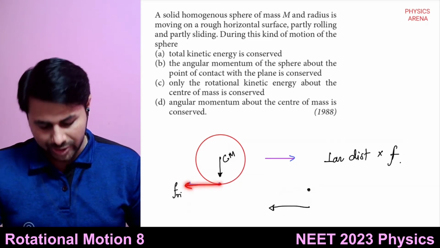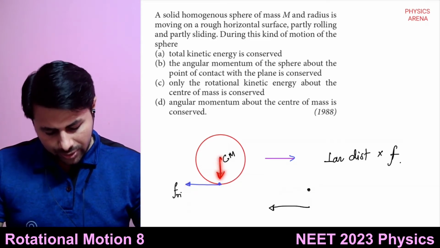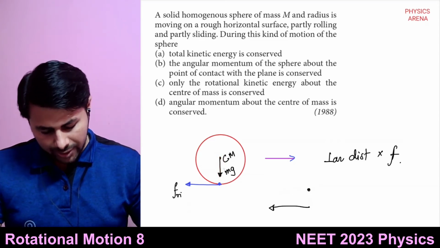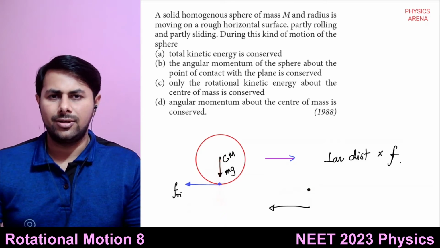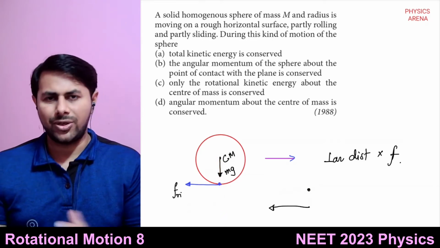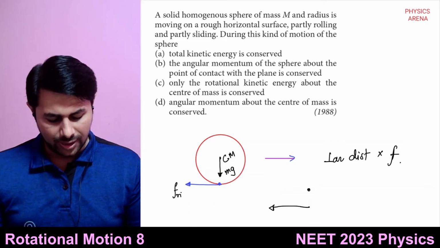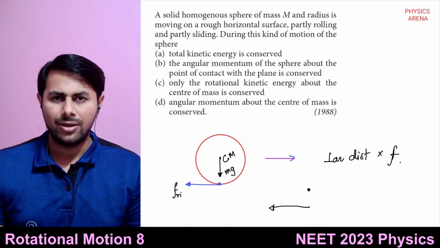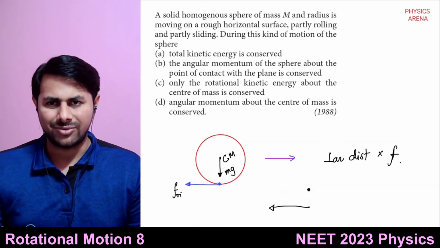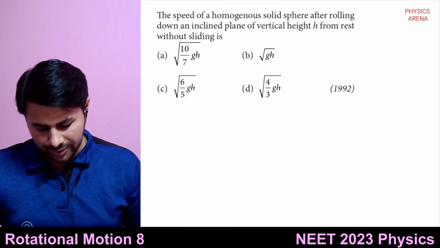So torque due to frictional force is 0, torque due to the gravitational force is also 0, right? Because it also passes through this point. So since there is 0 torque, there are only these two forces and 0 torque, and therefore angular momentum about this point will be conserved. Let's move on to the next question.